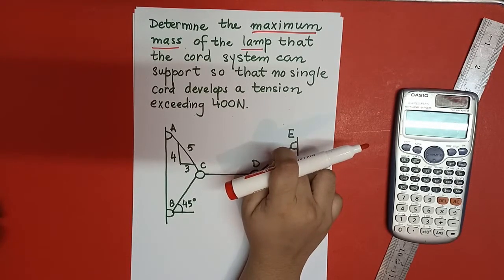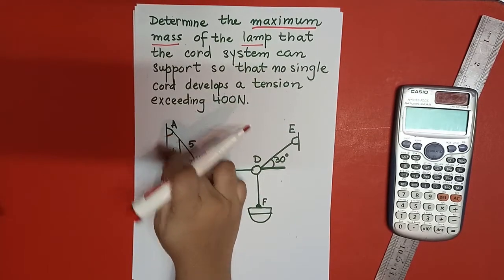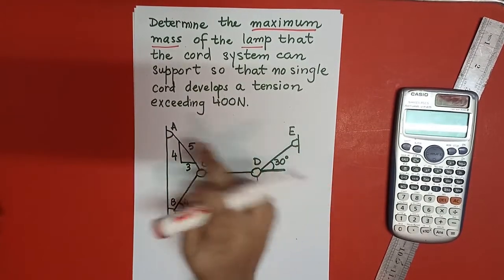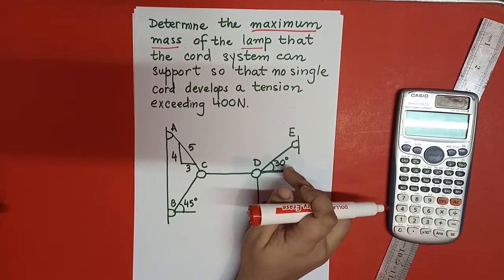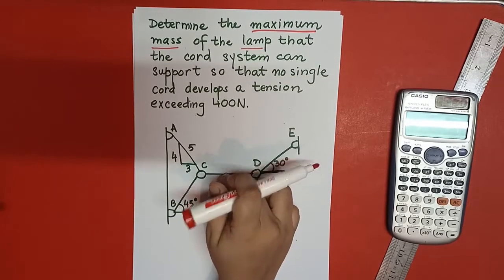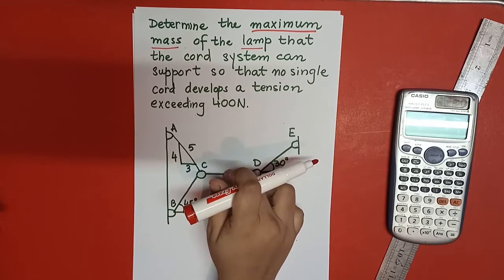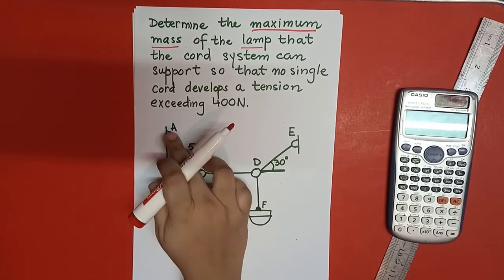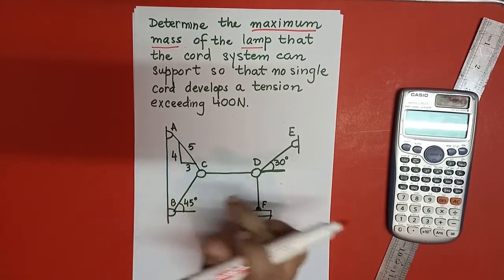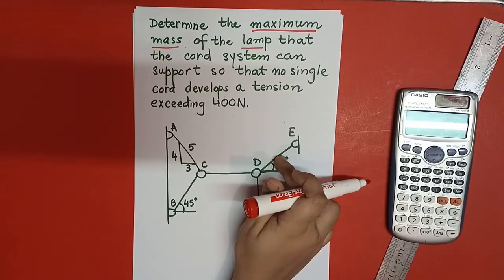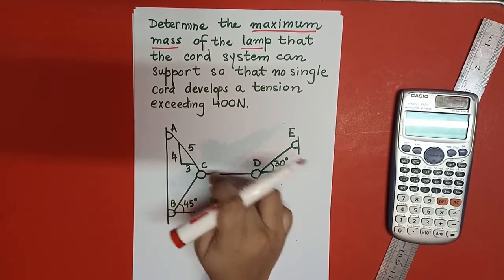So what we have to do first: there are lots of points here, A, B, C, D and E. We can make a free body diagram on A, B, C, D, E, but we have to select those points which have maximum forces and known magnitude. If I select point A, there is only one tension here. At point B there is only one tension. At point E there is only one tension. So we cut out A, B and E.